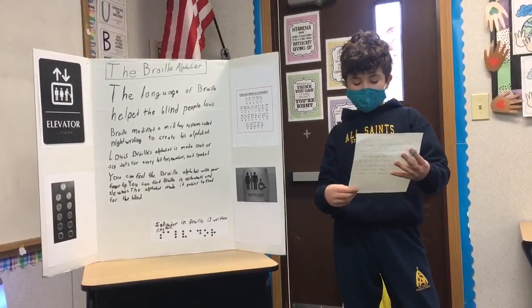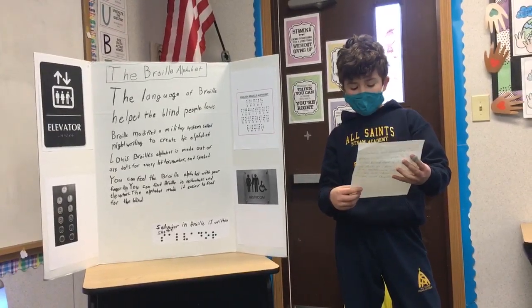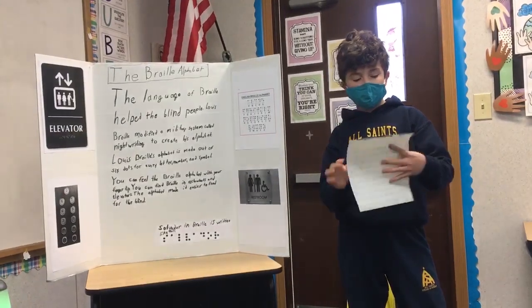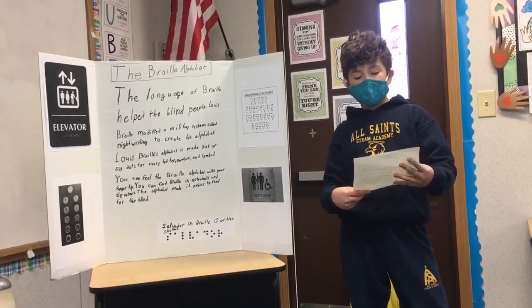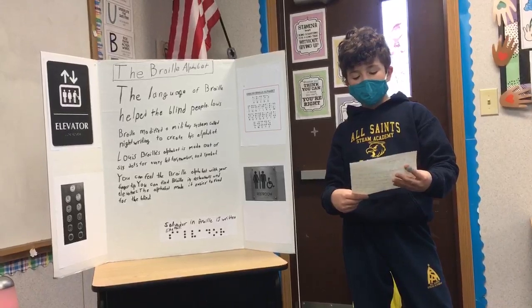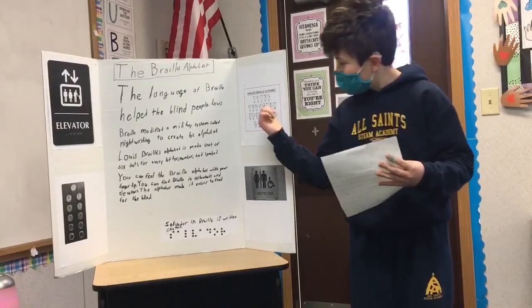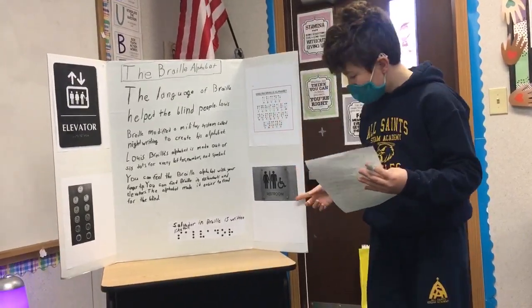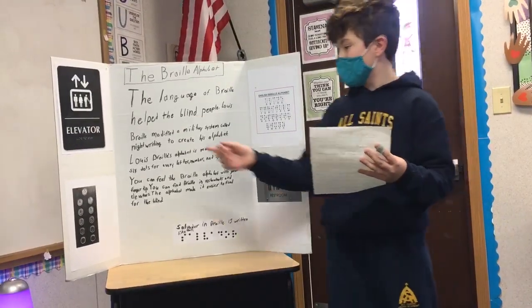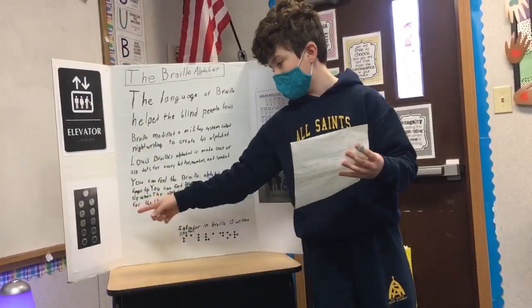You can feel the alphabet with your fingertip. You can find Braille in restaurants and elevators. The alphabet made it easier to read for the blind. This is the alphabet from A to Z. Here is a sign of a restroom, an elevator sign, and elevator buttons with Braille.